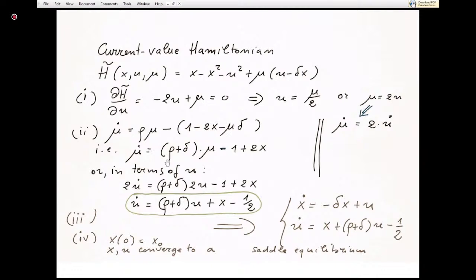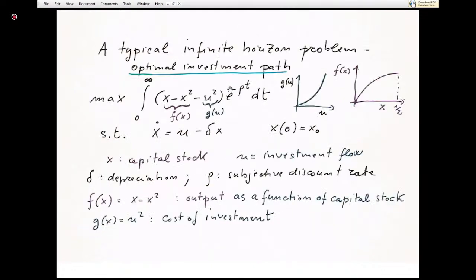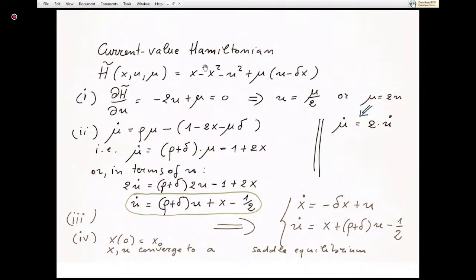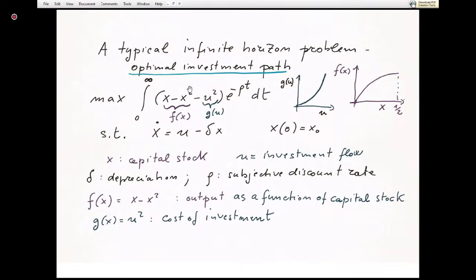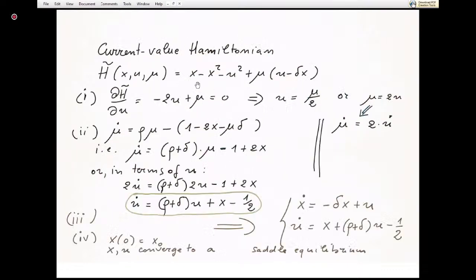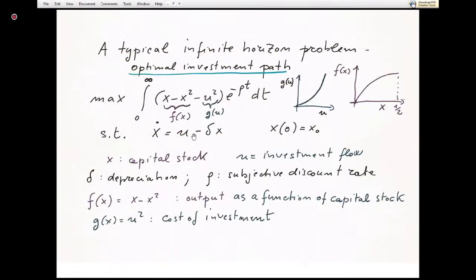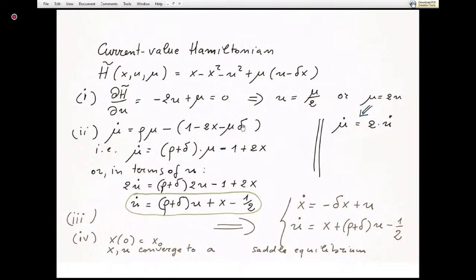It is solved in this way. We build a current value Hamiltonian. This is something different from the standard Hamiltonian, where, if you remember, we put all of this quantity. Now we neglect the discount factor. This is called the current value Hamiltonian. We just put this quantity, x minus x squared minus u squared, here, plus the multiplier, which is the costate variable, mu, lambda, whatever, times u minus delta x, the right-hand side of the constraint.